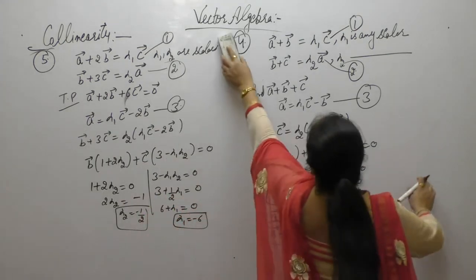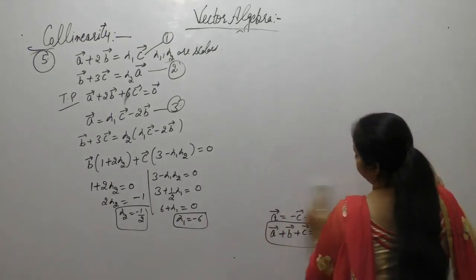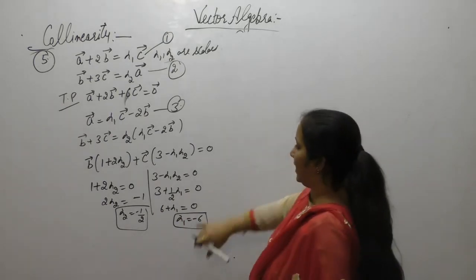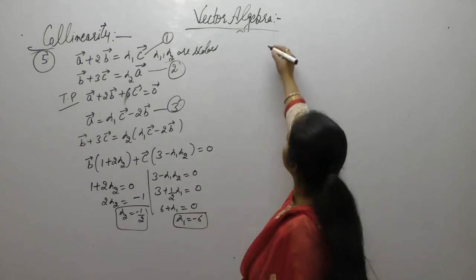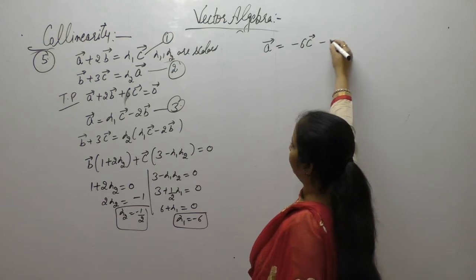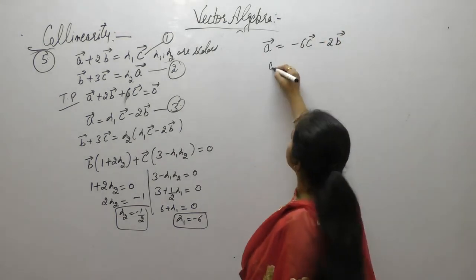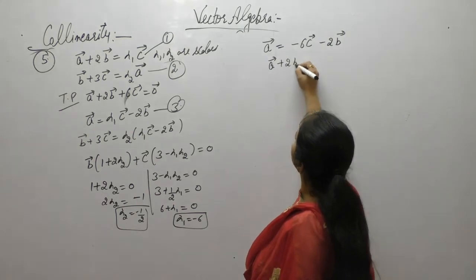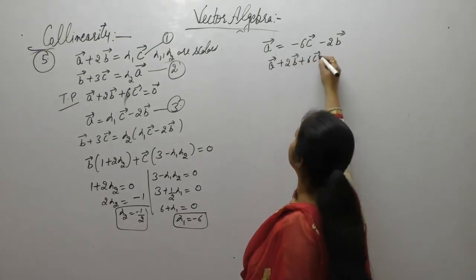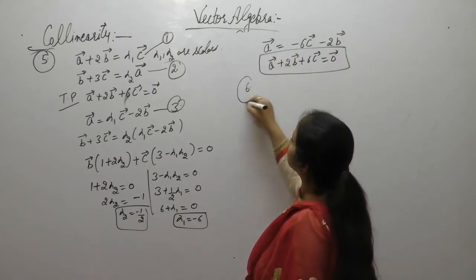Now put this value of lambda 1 in equation 3. So we get A is equal to minus 6C vector minus 2B vector. That is, A vector plus 2B vector plus 6C vector is equal to 0 vector.